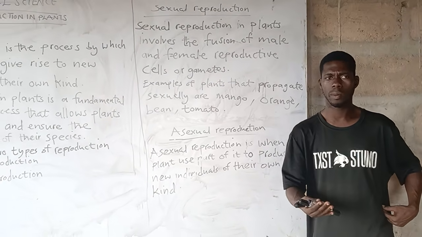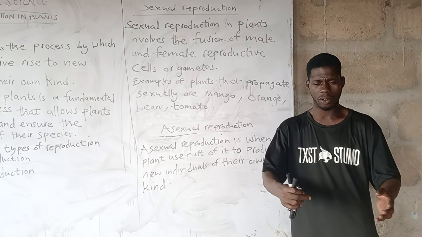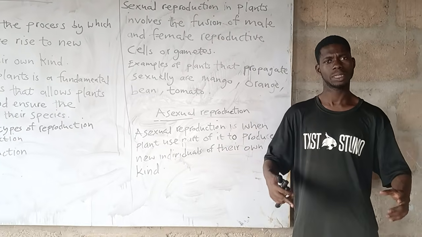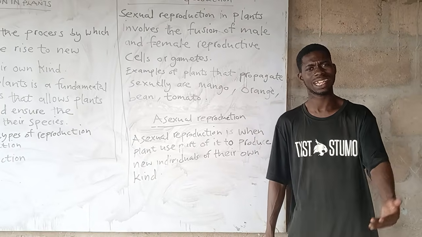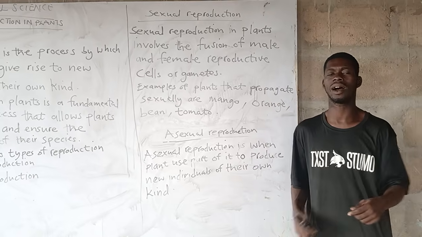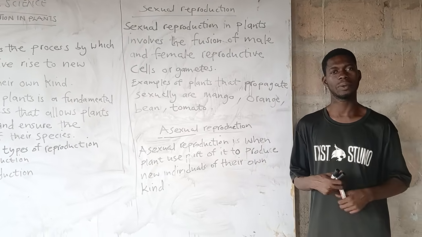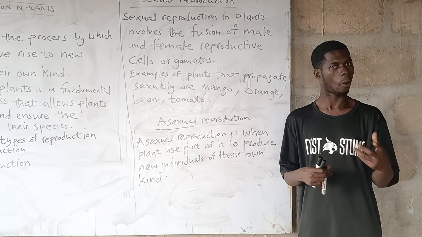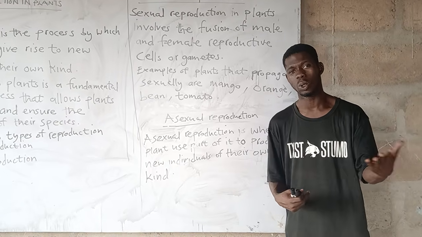You are able to notice that the parent plant is there, but you have new individuals coming up from it, about three new individuals from part of the parent plant. So asexual reproduction is a process where the parent plant uses part of itself to produce a new individual of its own kind. Banana and plantain are examples of asexual reproduction, because they use part of themselves to produce new individuals.